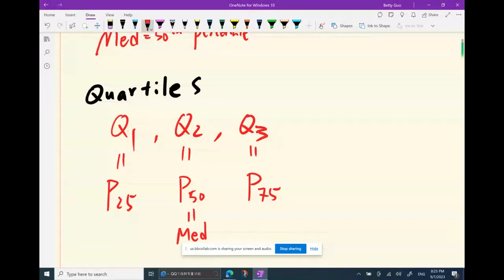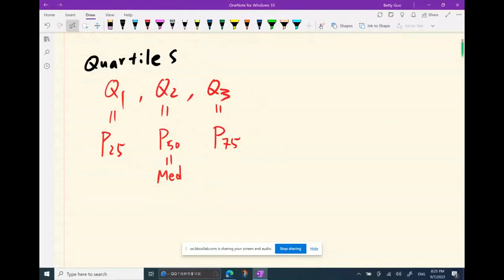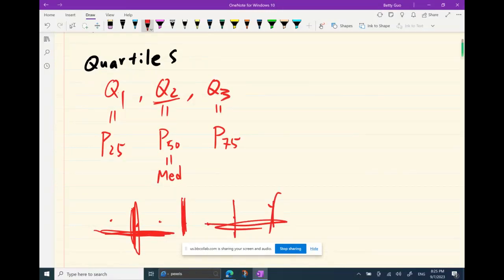So how do we find the 3 quartiles? If you have a data set, you put them in order. You find Q sub 2 first. We have covered how to find the median, and Q sub 2 is the same thing. Then you find Q sub 1. You take the lower half. Q sub 1 is the median of the lower half. Q sub 3 is the median of the top half. Basically, you find the 3 medians.